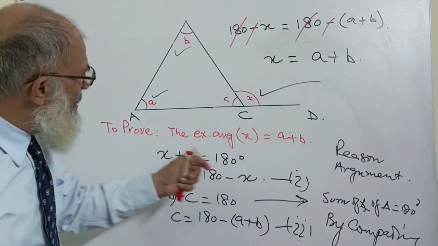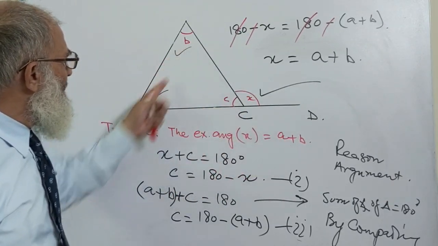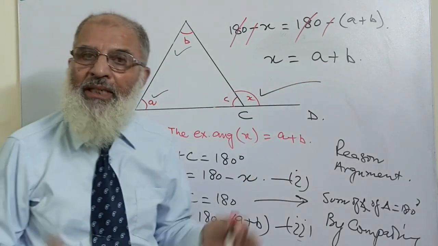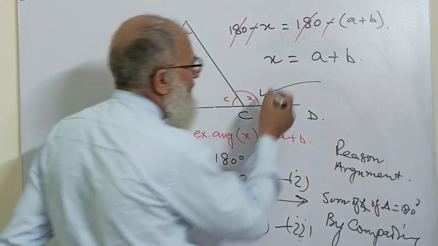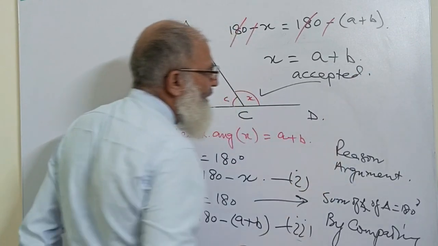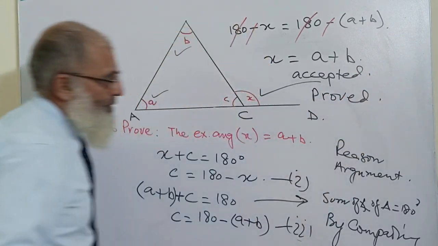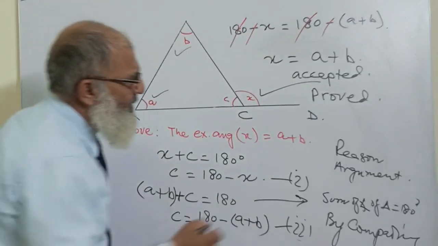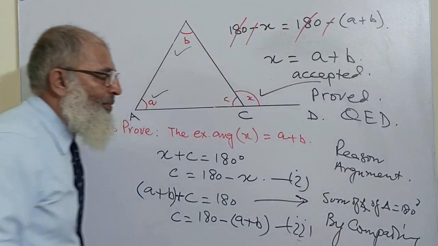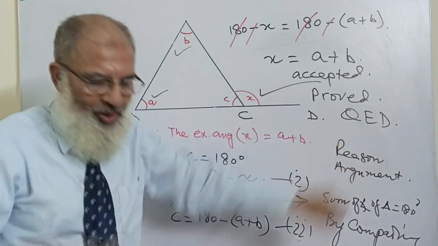So what was the hypothesis? The exterior angle X is equal to A plus B. So it is proved, and we have to accept the hypothesis. So hypothesis accepted. The hypothesis has been accepted and it has been proved. And what we write here, QED. What does it stand for? This is your homework.